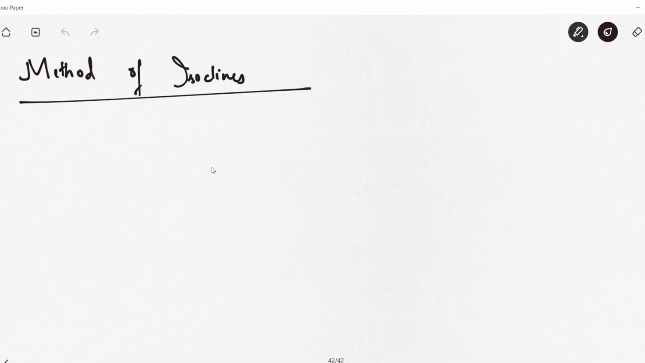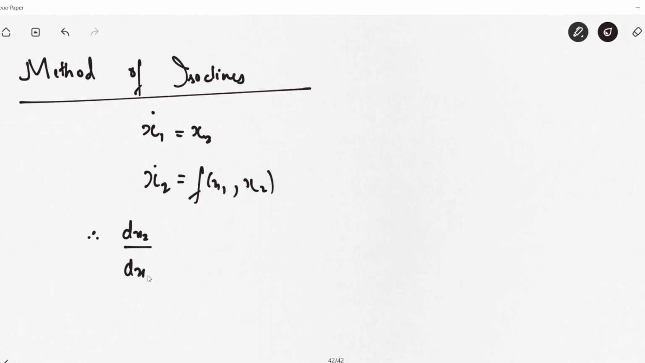So let us take, for example, a nonlinear system described by the equations x1 dot equal to x2 and x2 dot equal to f of x1 comma x2. Therefore we can say dx2 by dx1, dividing the second equation by the first equation, is equal to f of x1 comma x2 divided by x2.